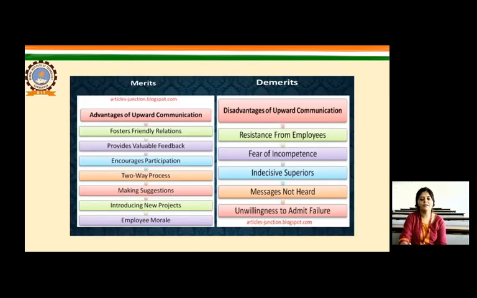Now here we also have the advantages of upward communication. The first advantage is that it fosters friendly relations. The lower level employees feel that for every single problem they have, they can go to the manager, they can tell their issues, and the management is ready to solve their problems. So they have a more collaborative bond and a healthy relation among themselves and with the management also.